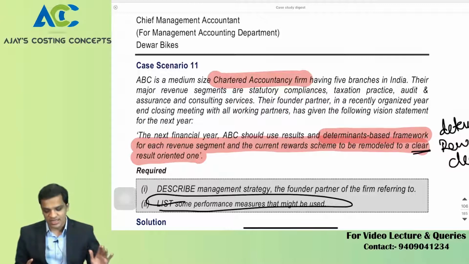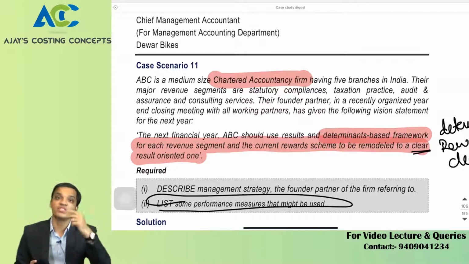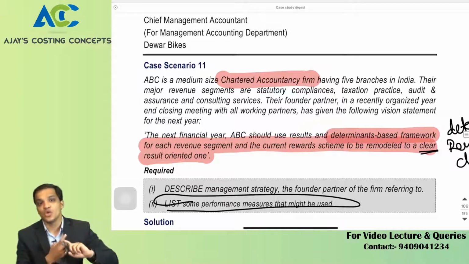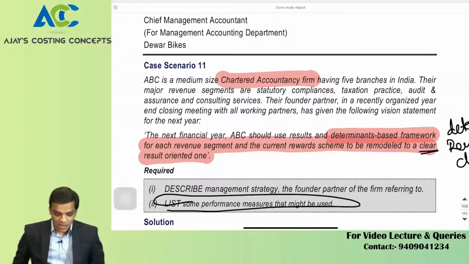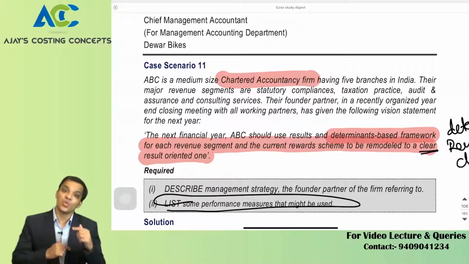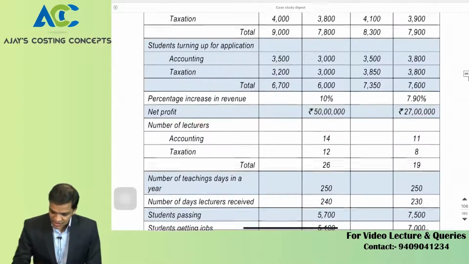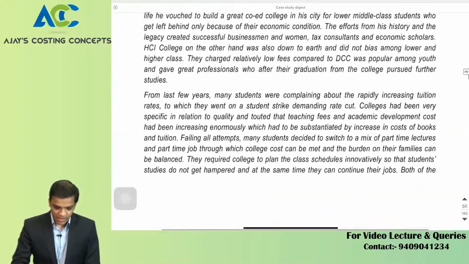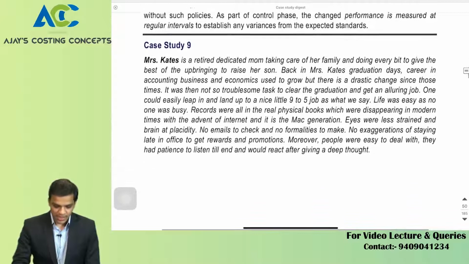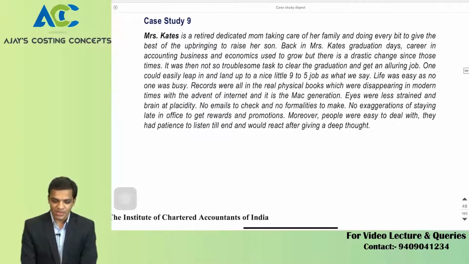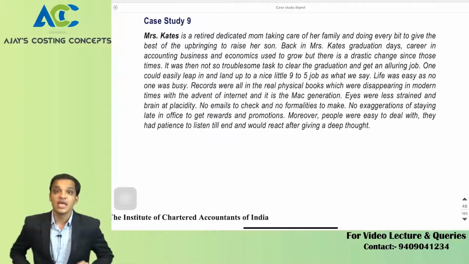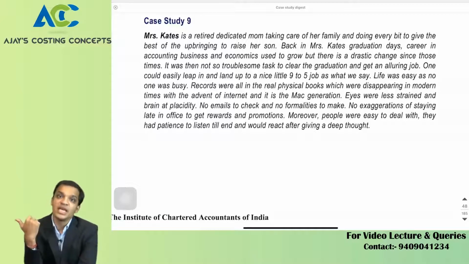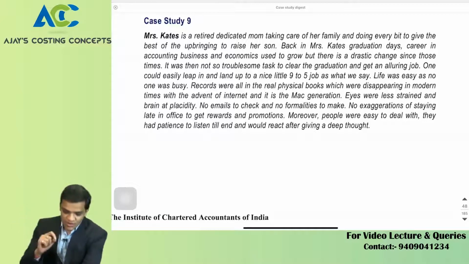So this is how we discussed case scenario 11, the second question of the building block model. First we discussed case study 2, then this case scenario 11. Now let us discuss one more case study, on page number 42, right? Mrs. Kates is a retired, dedicated mom taking care of her family and doing well. Now this is an important case study. So three questions we have done: we started with case study 2, then case scenario 11, now case study 9.